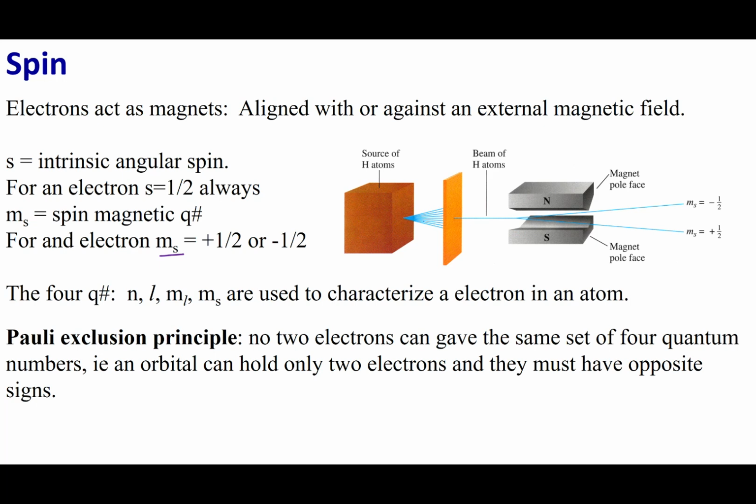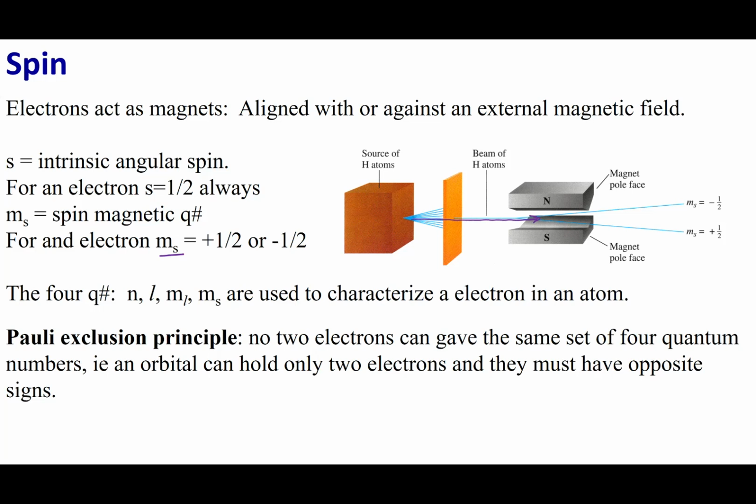If I were to shoot hydrogen atoms through a magnetic field, something with a north pole and a south pole, what I would see is half the atoms would be deflected up and half the atoms deflected down. This has to do with the one electron in the hydrogen atom. It is interacting with the magnetic field. We can describe this as the magnetic spin.